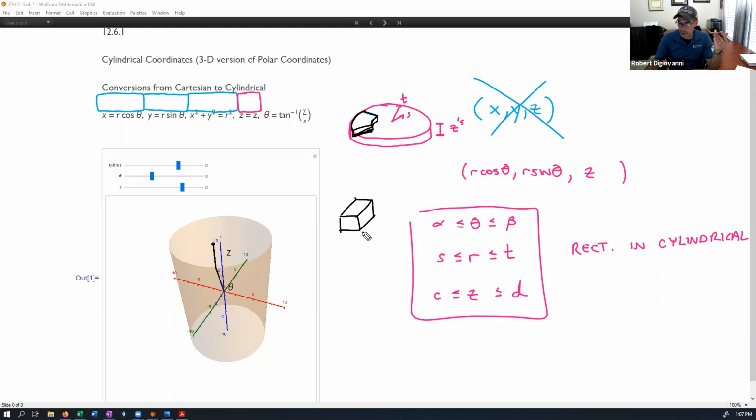Where are we headed with this? Well, we want to be able to do triple integrals again, where our solid is best suited for this system.